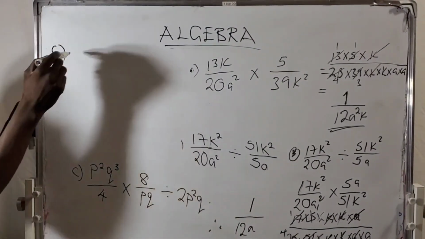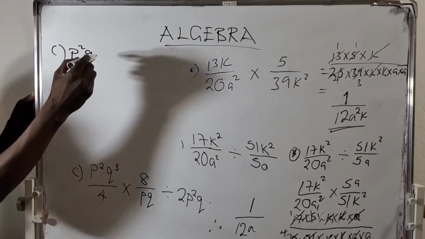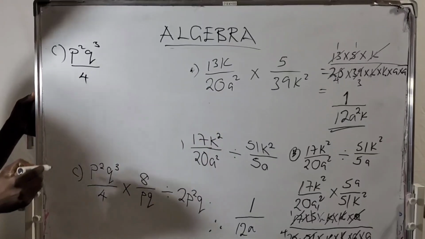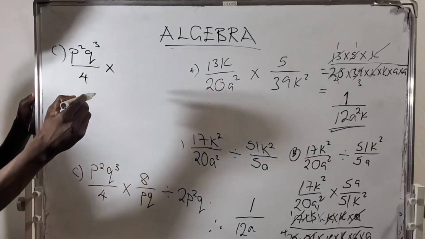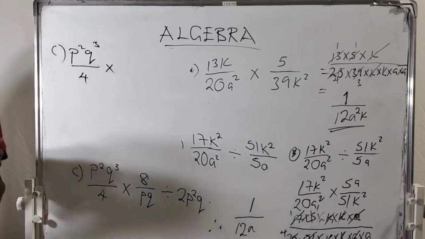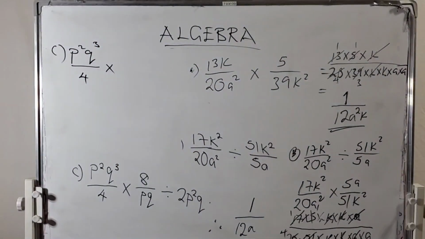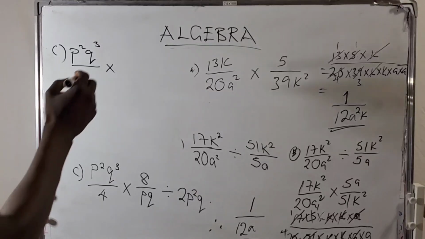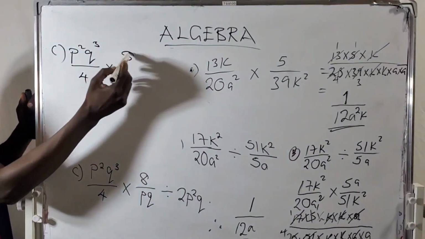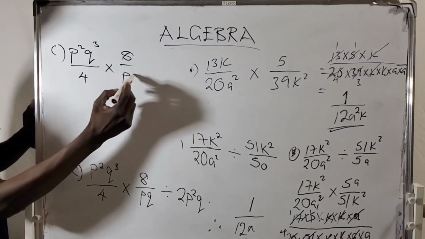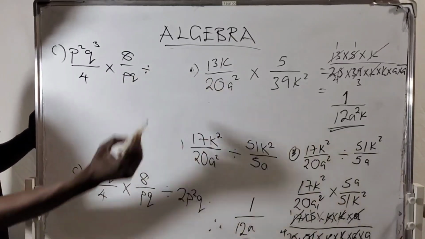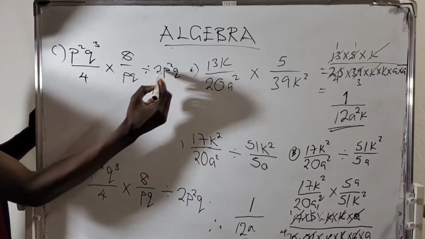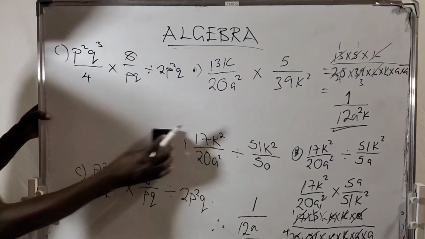Look at question C. Question C is saying p squared q cubed over 4. Am I right? Yes. Okay, then times 8 over pq, divided by 2p squared q.